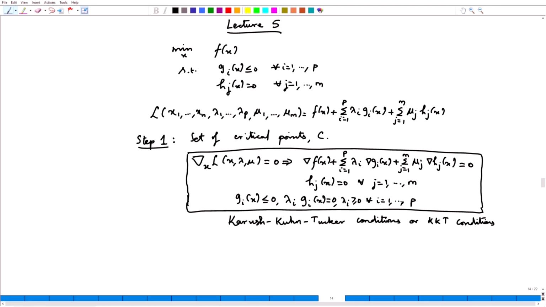Okay. We also, after finding the set of critical points, look at the second order conditions. Okay. So, what are the second order conditions? First we look at the set of active constraints. So, what are the set of active inequality constraints, rather?